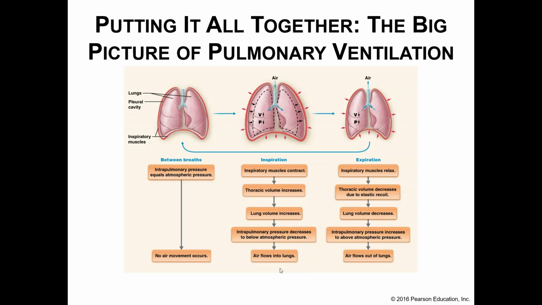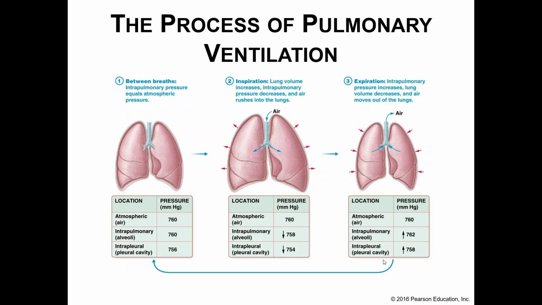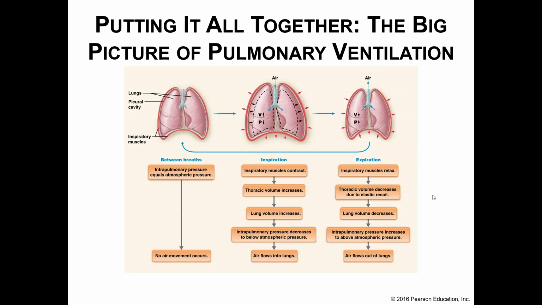And when we are ready to breathe out, to do expiration, your inspiratory muscles relax. This causes your thoracic cavity volume to decrease. As your lungs recoil, your lung volume will decrease as well. Intrapulmonary and intrapleural pressures will increase above atmospheric pressure, causing air to flow out of the lungs. Please, please, please make sure this slide and this slide make perfect sense.